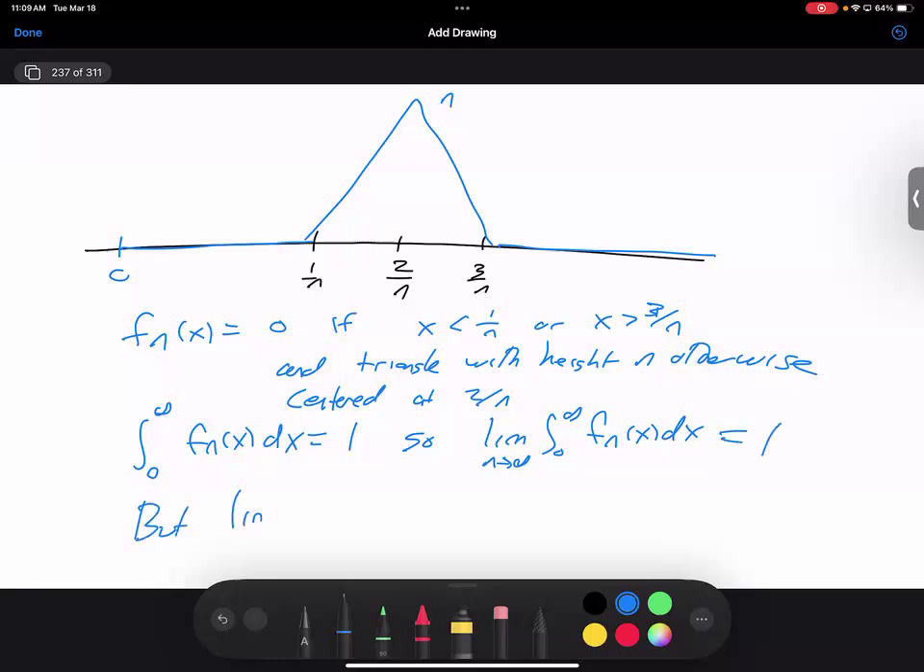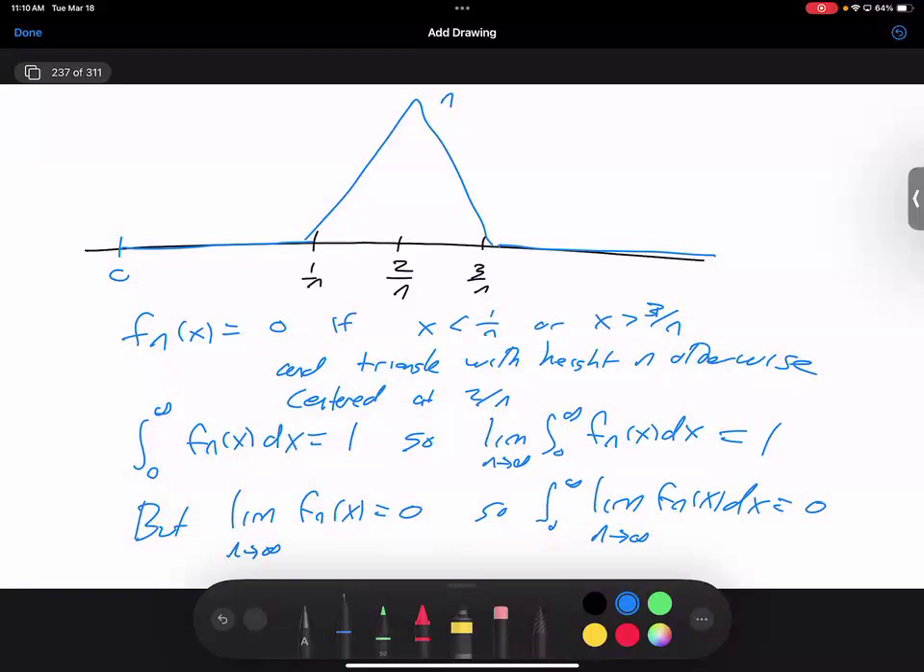But the limit as n goes to infinity of fn of x is 0 for any x. If x is 0, it's always 0. Otherwise, just choose n so large that 3 over n is less than x. So the integral from 0 to infinity of the limit as n goes to infinity of fn of x dx equals 0. The limit of the integral is not the integral of the limit.